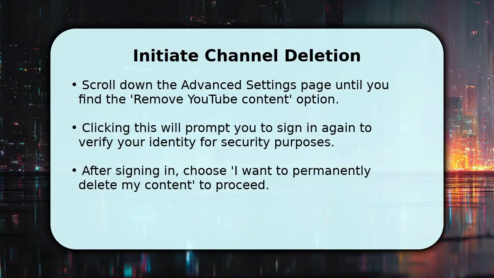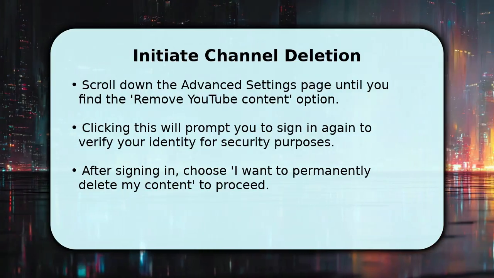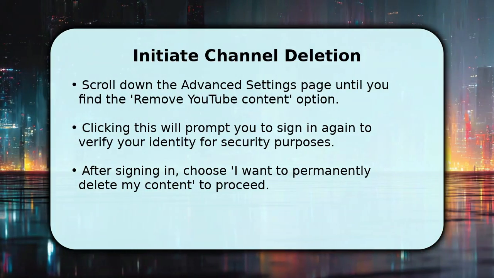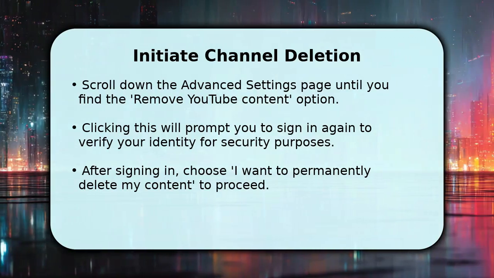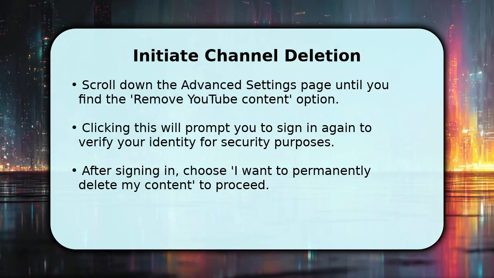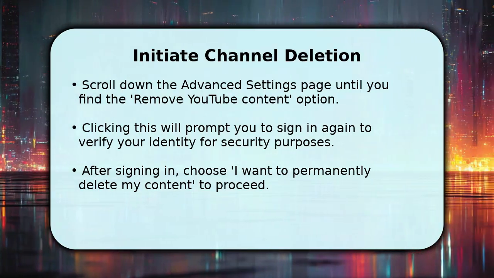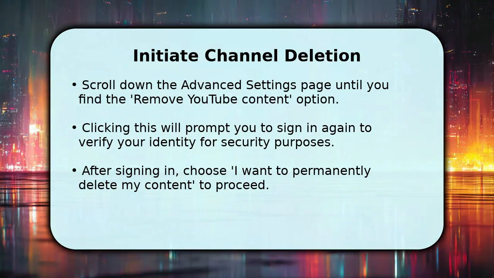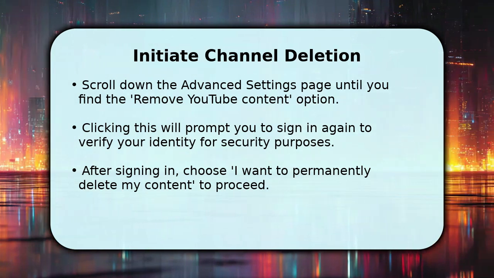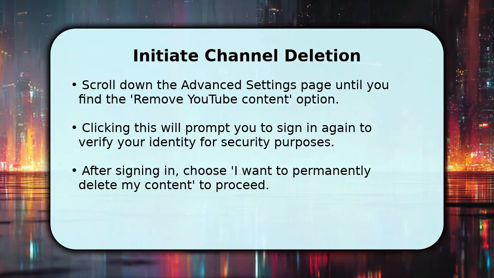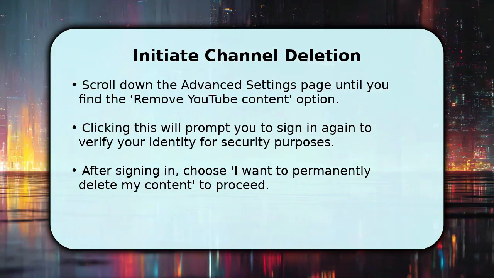On the Advanced Settings page, scroll all the way down until you see an option labeled Remove YouTube Content. Clicking this will prompt you to securely sign in again using your Google account credentials, which is a vital security measure. After successfully signing in, you will be presented with a choice. Select I want to permanently delete my content to continue the process. This confirms your intent to proceed with removal.